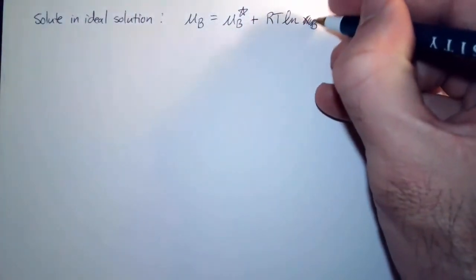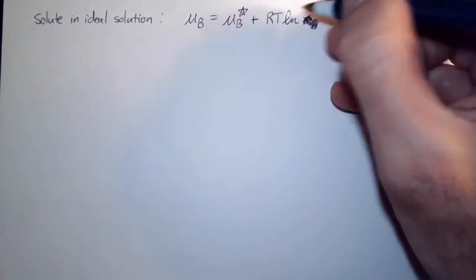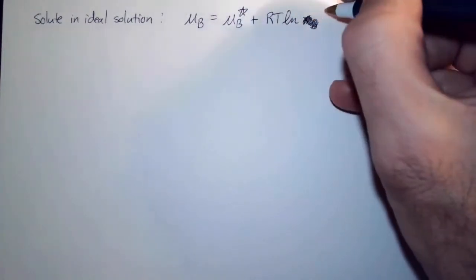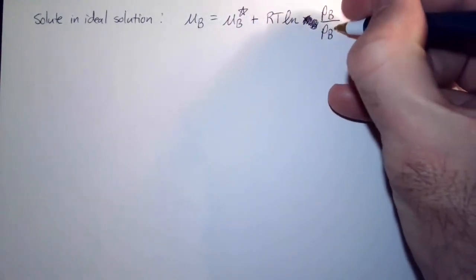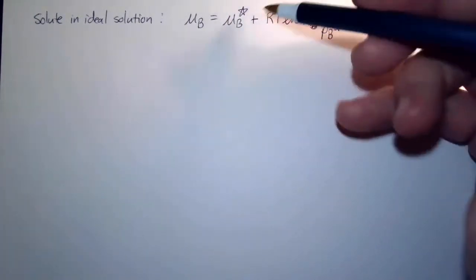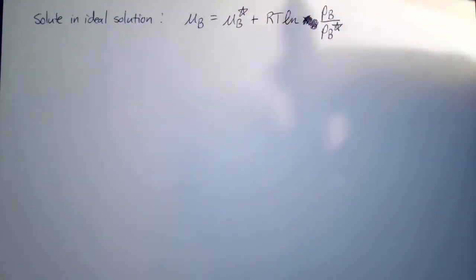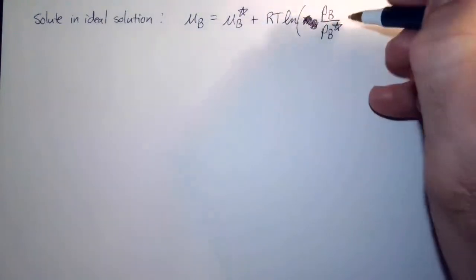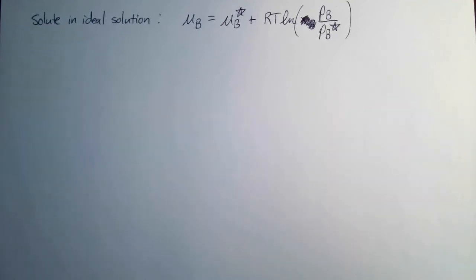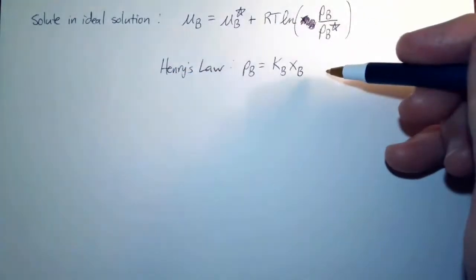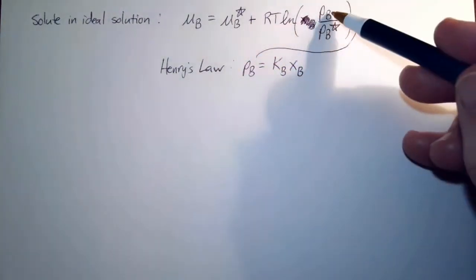Sorry, this shouldn't be XB. That's only true if it's following Raoult's law. This is the solute. It's going to be following Henry's law. So let me back up a step and call this PB over PB star. Which, remember, if this solute were obeying Raoult's law, PB over PB star would be XB. But we're not making that assumption. We're going to assume that this solute obeys Henry's law. And this equation I just wrote on the previous page, we're going to use this. We're going to substitute this up here for PB.